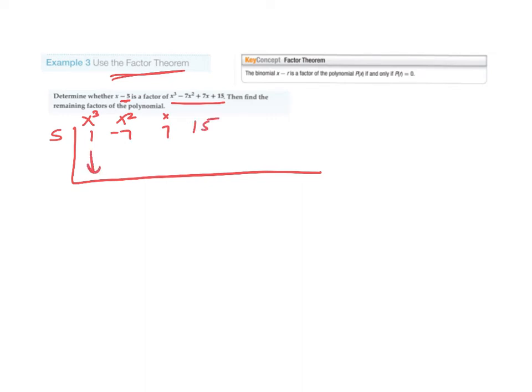So I drop down my first number, and then I multiply, which is 5, and I add, then I multiply, then I add, and then I multiply. Oop, that's a negative 3. And then I multiply, I get negative 15, I get 0. So when you get a remainder of 0, it could be an answer like in the previous problem, but this means it's also a factor.